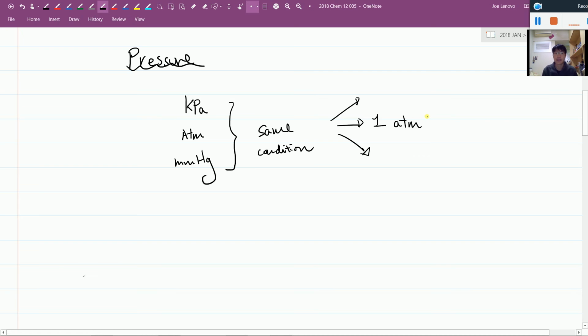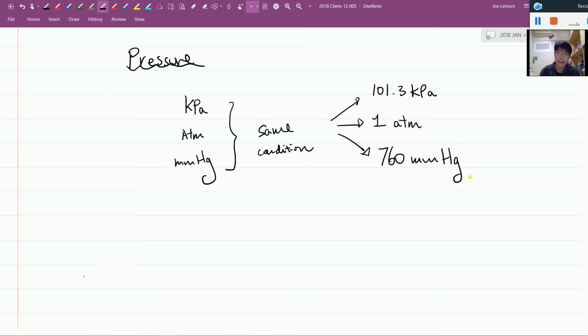At the same condition, which is at sea level, we also call that one ATM, 1 atmosphere. So what we are experiencing, no matter in Hong Kong or in Australia, is still 1 atmosphere. And each atmosphere is equal to 101.3 kPa. And each atmosphere is equal to 760 millimeters Hg. There's history behind that, and don't care about that now. But you need to be able to convert between those three.